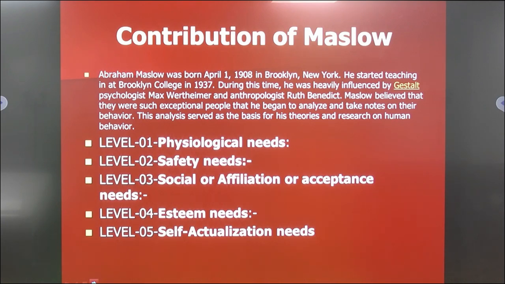He started teaching at Brooklyn College in 1937. During this time, he was heavily influenced by Gestalt psychologist Max Wertheimer and anthropologist Ruth Benedict. Maslow believed that they were such exceptional people that he began to analyze and take notes on their behavior. This analysis served as the basis for his theories and research on human behavior.